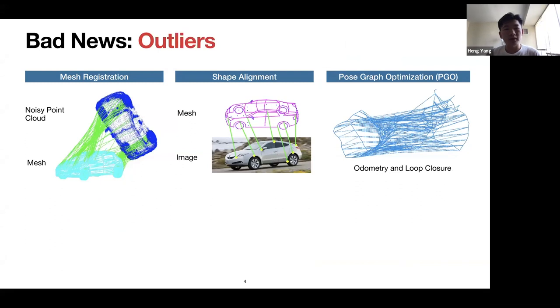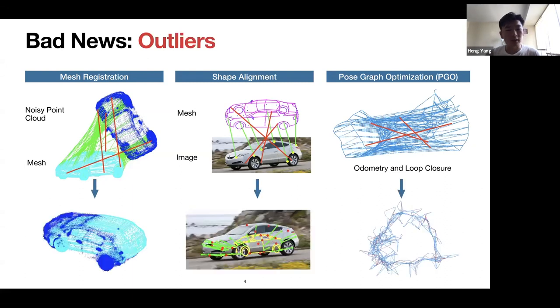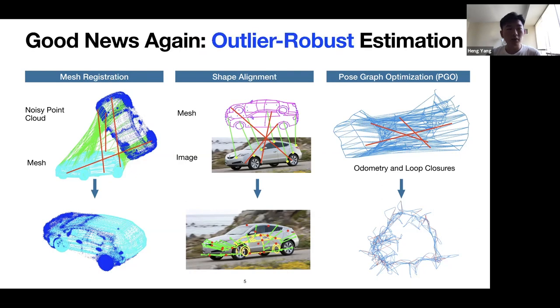These non-minimal solvers are usually designed in the sense of least squares estimation. Therefore, they are not designed to be aware of outliers or to be robust to outliers. For example, if we just add a few incorrect correspondences to these problems, shown by these red lines, then these non-minimal solvers will struggle to output the correct and accurate estimate of the poses or the global pose graph. For example, in the images I show here, the estimates output by these non-minimal solvers are far away from the ground truth.